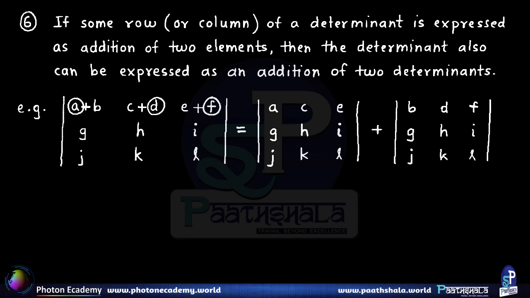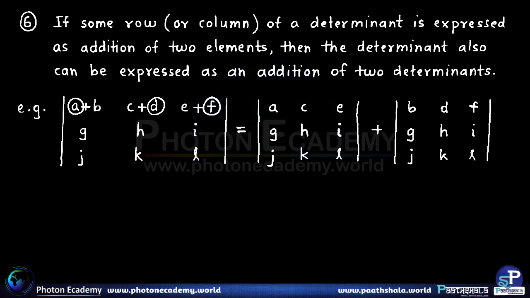Now as far as the other two rows are concerned, we can see that they remain unchanged. So row number 2 and row number 3 remain unaffected in both of the determinants on the right hand side. Based on this, we will see some examples of how these properties can be efficiently used to reduce the calculations and get the answer directly.